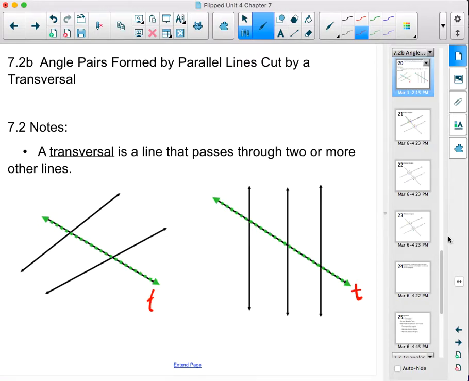And when a transversal cuts through lines, we end up with lots of different angles. You can see an angle here, here, here. Here's another angle, angle 5, angle 6, angle 7, and angle 8. When one transversal passes through two lines, we get 8 angles. When one transversal passes through 3 lines, we get 12 angles. And we're going to focus on what kind of angles are formed when these transversals cut through lines.